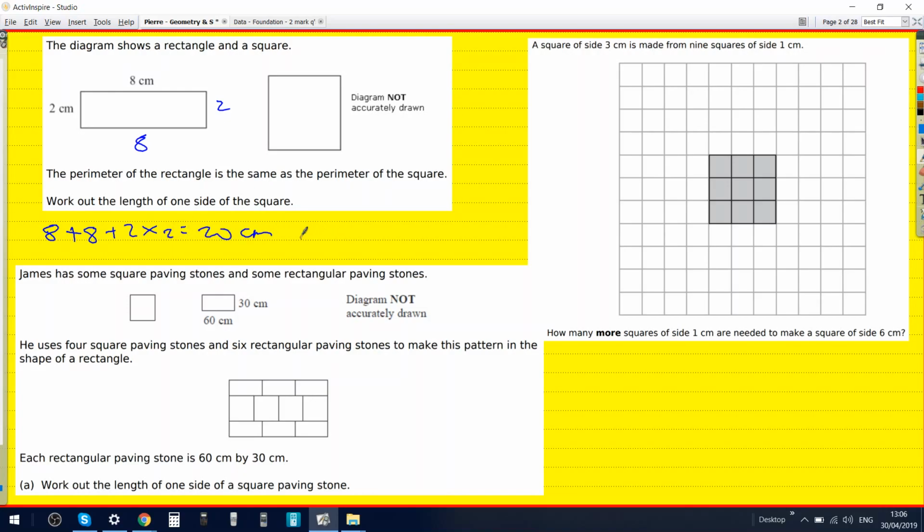So it's saying that it's the same as a square. The perimeter is the same. So I guess it would be 20 divided by 4, which is 5. That's it. Let's see.